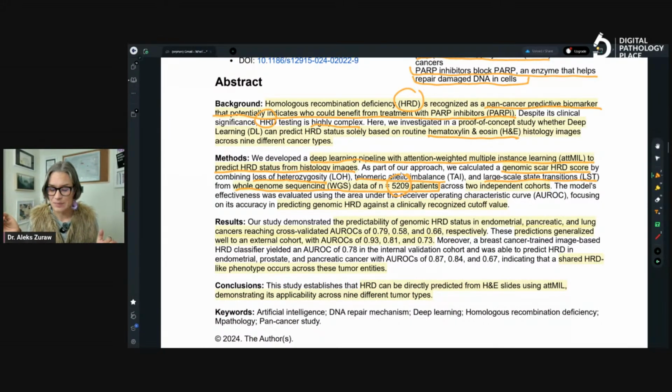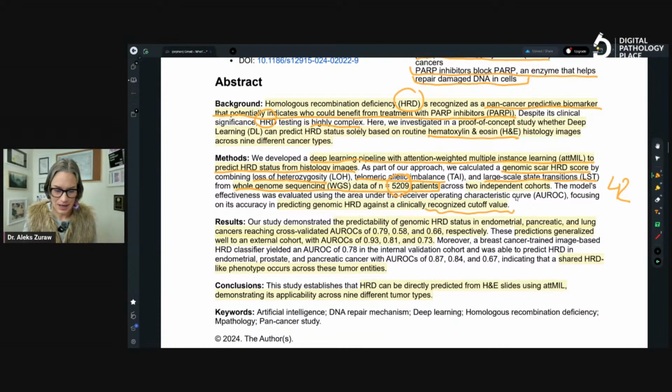I don't know what the scale is, but I looked it up, and the cutoff score is 42. I don't know if it's out of 100, I'll look it up, but if it's below 42, then it's HRD negative, the scar HRD score is negative, and if it's above, it's positive. Yeah, and this is the recognized cutoff of HRD.